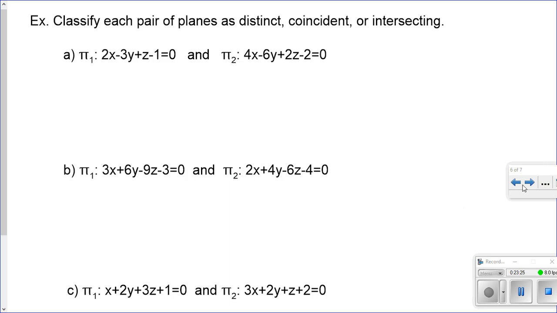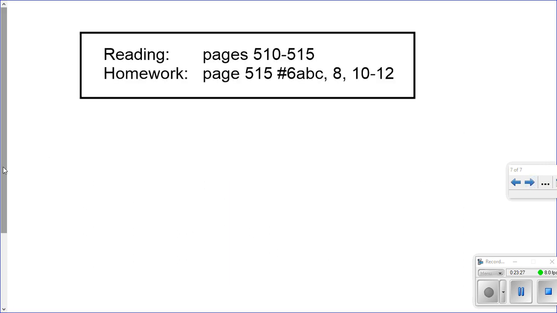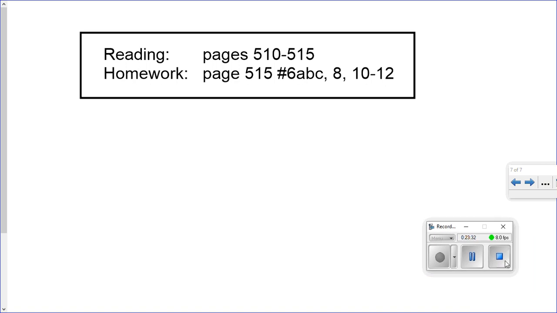Let's take a look at it. I think that's probably the homework questions. So that's it for the intersection of 2 planes. Enjoy, and please practice some of these homework questions.